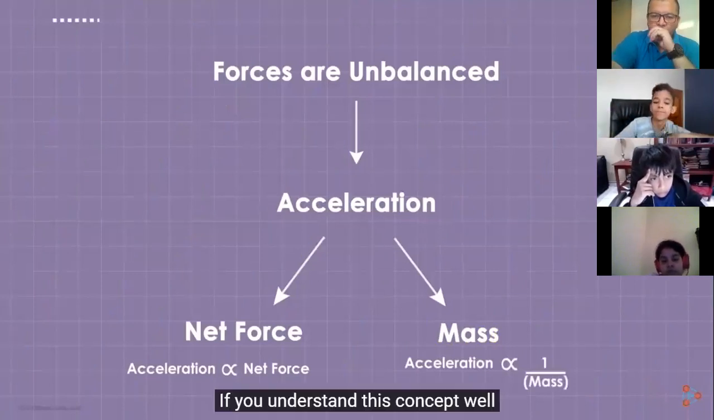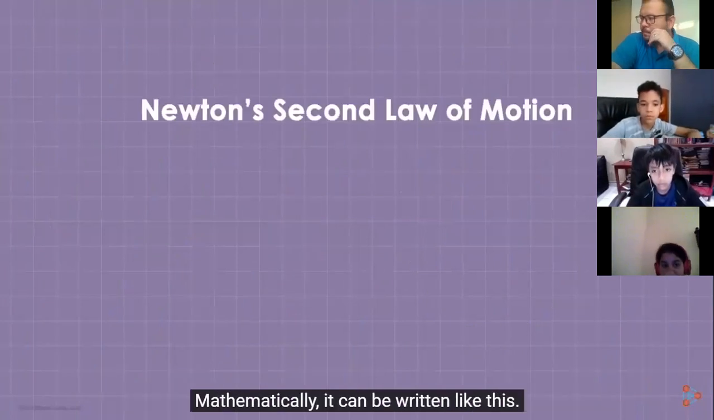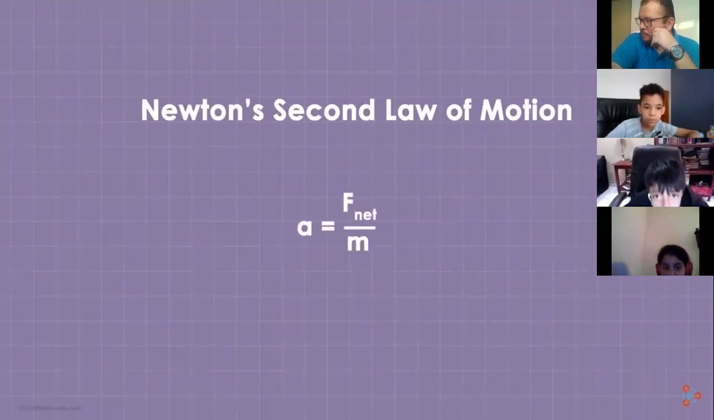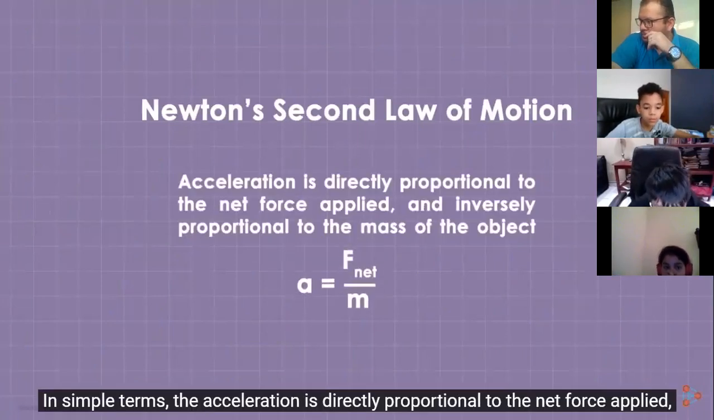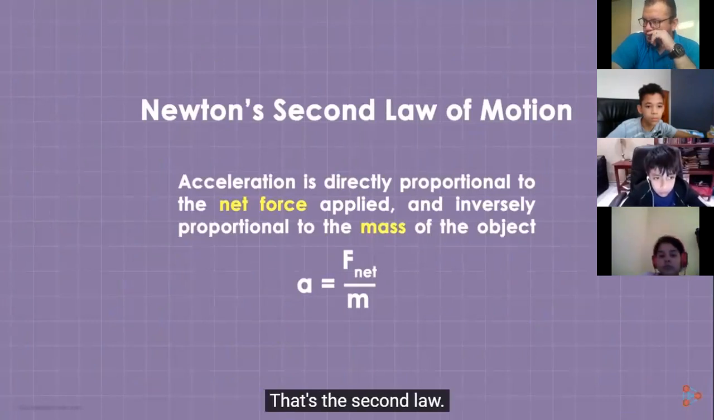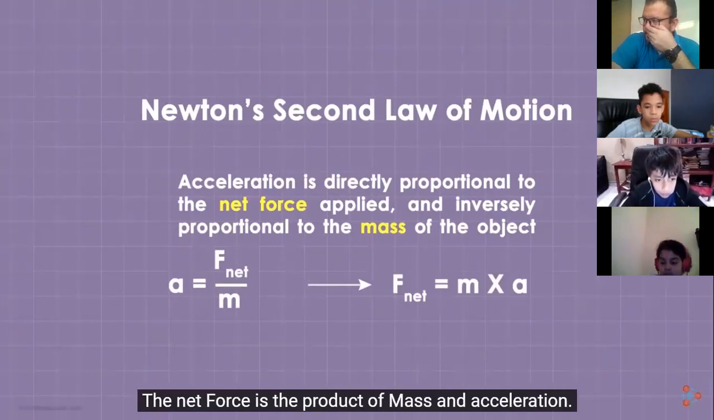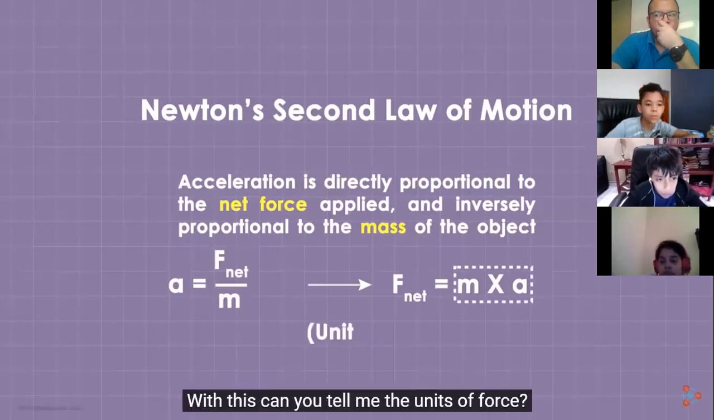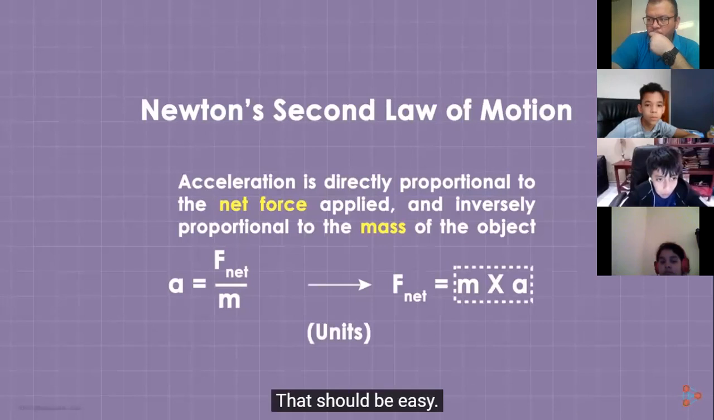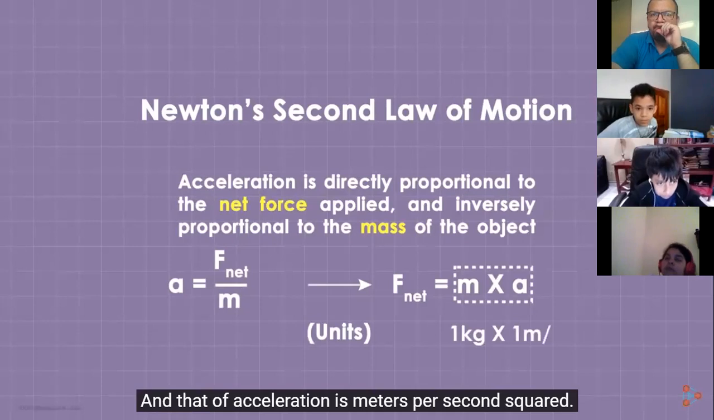If you understand this concept well, then understanding the second law of motion will be very easy. Mathematically, it can be written like this. In simple terms, the acceleration is directly proportional to the net force applied and inversely proportional to the mass of the object. That's the second law. Or as more people understand it, like this. The net force is the product of mass and acceleration. With this, can you tell me the units of force? That should be easy. The standard unit of mass is kilograms, and that of acceleration is meters per second squared.